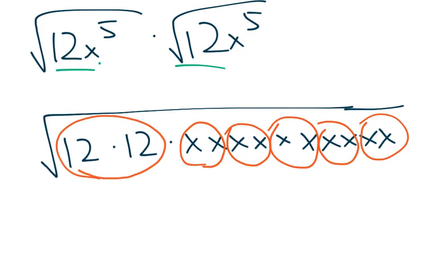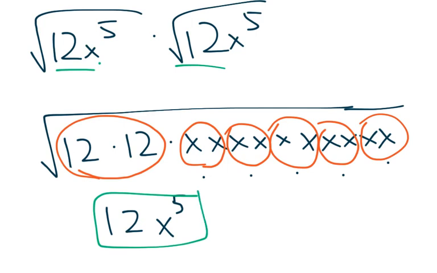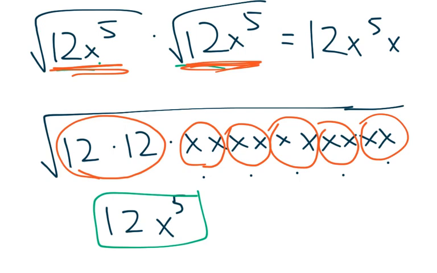I'm going to have 12, and then 1, 2, 3, 4, 5 x's. And it is not a coincidence that the 12x to the 5th happens to be the same thing here, because you're looking for perfect matches. I could have written it like this, and then you really would have seen it. 12x to the 5th, x to the 5th.